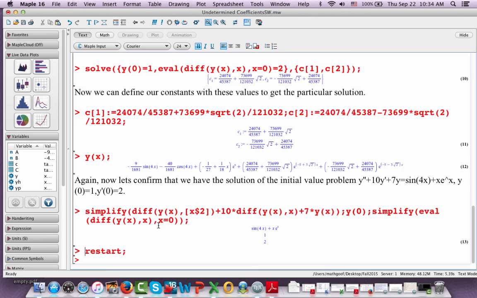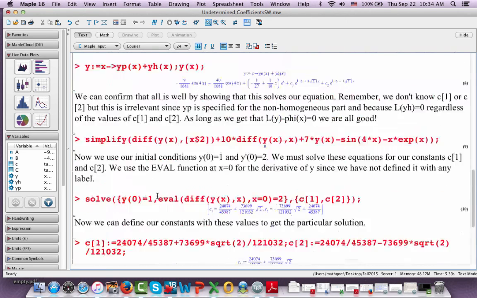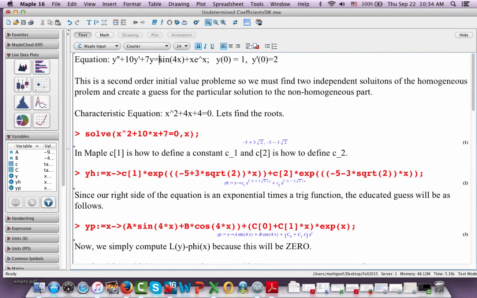So that's all. I just wanted to illustrate that and give you another example. And again, this was an example where the right-hand side had two terms that we couldn't group together, but we just treat each term as a separate basic case and then add those two guesses together to define our y sub p.